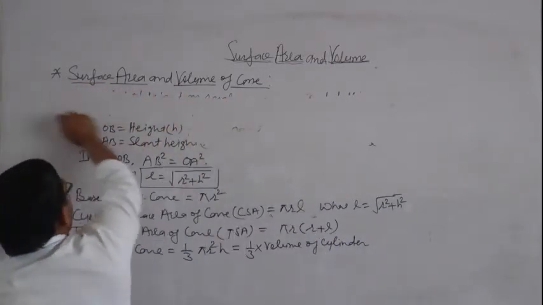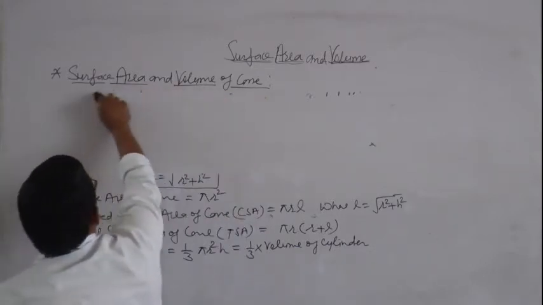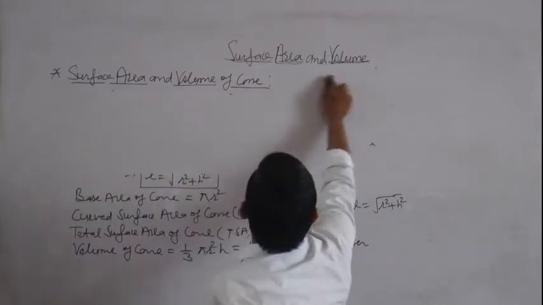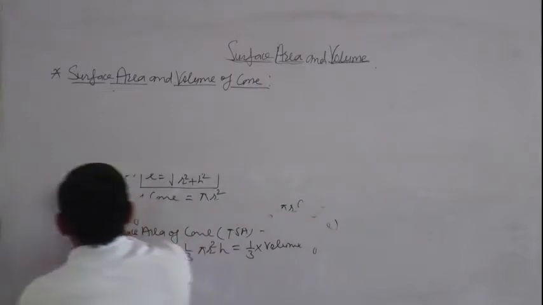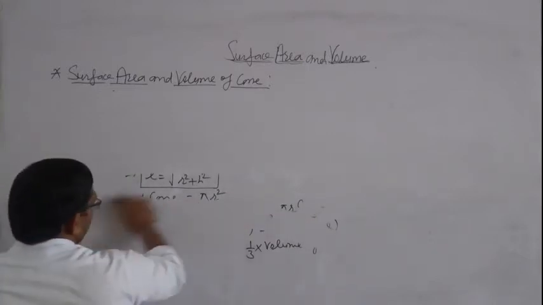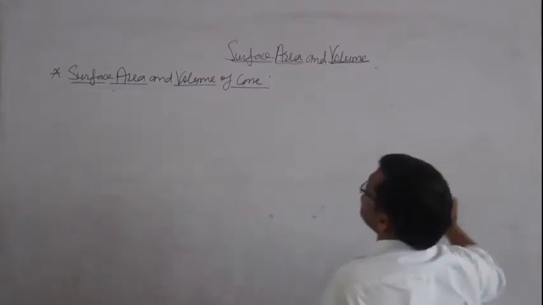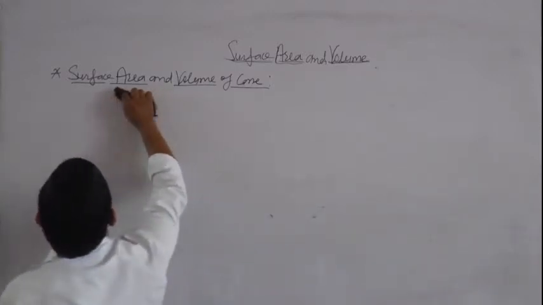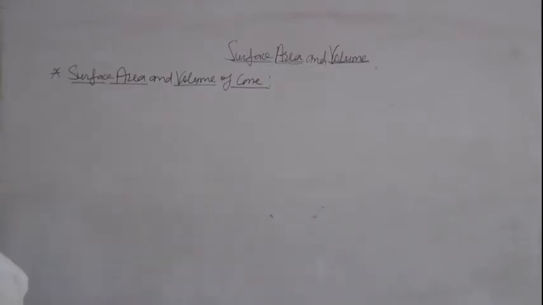We can also write volume of cone is equal to 1 upon 3 multiplied by volume of cylinder, because volume of cylinder is pi R square H. So these are some important formulas related to surface area and volume of cone. Okay. Now we start exercise 16.3.